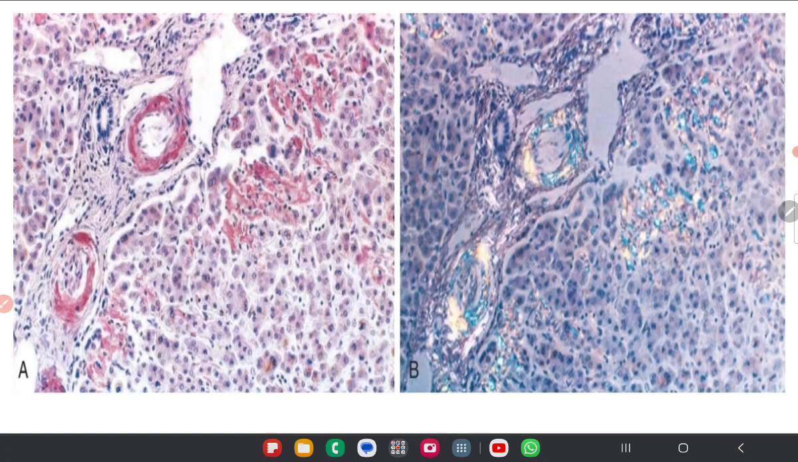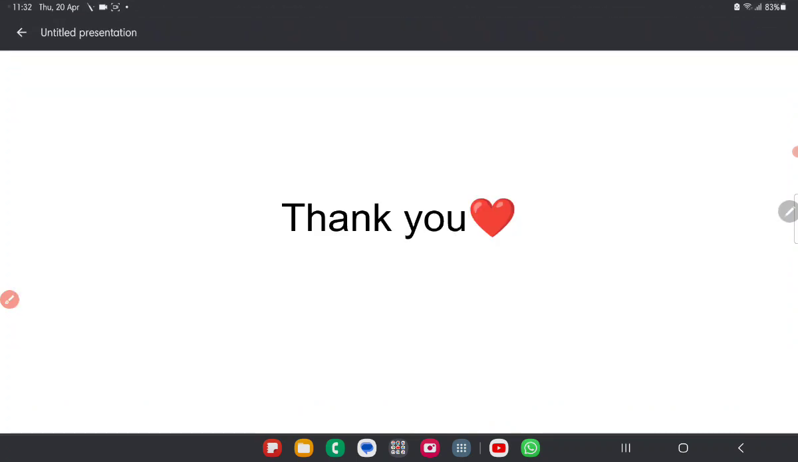Here is a diagram. Whenever Congo red is applied and viewed under a light microscope, you can clearly observe the amyloid as a reddish appearance. Whenever we view it under polarized light, we already discussed that apple green birefringence is clearly observed. So this is the main picture of amyloidosis. So this is all about amyloidosis. Keep watching. Thank you.